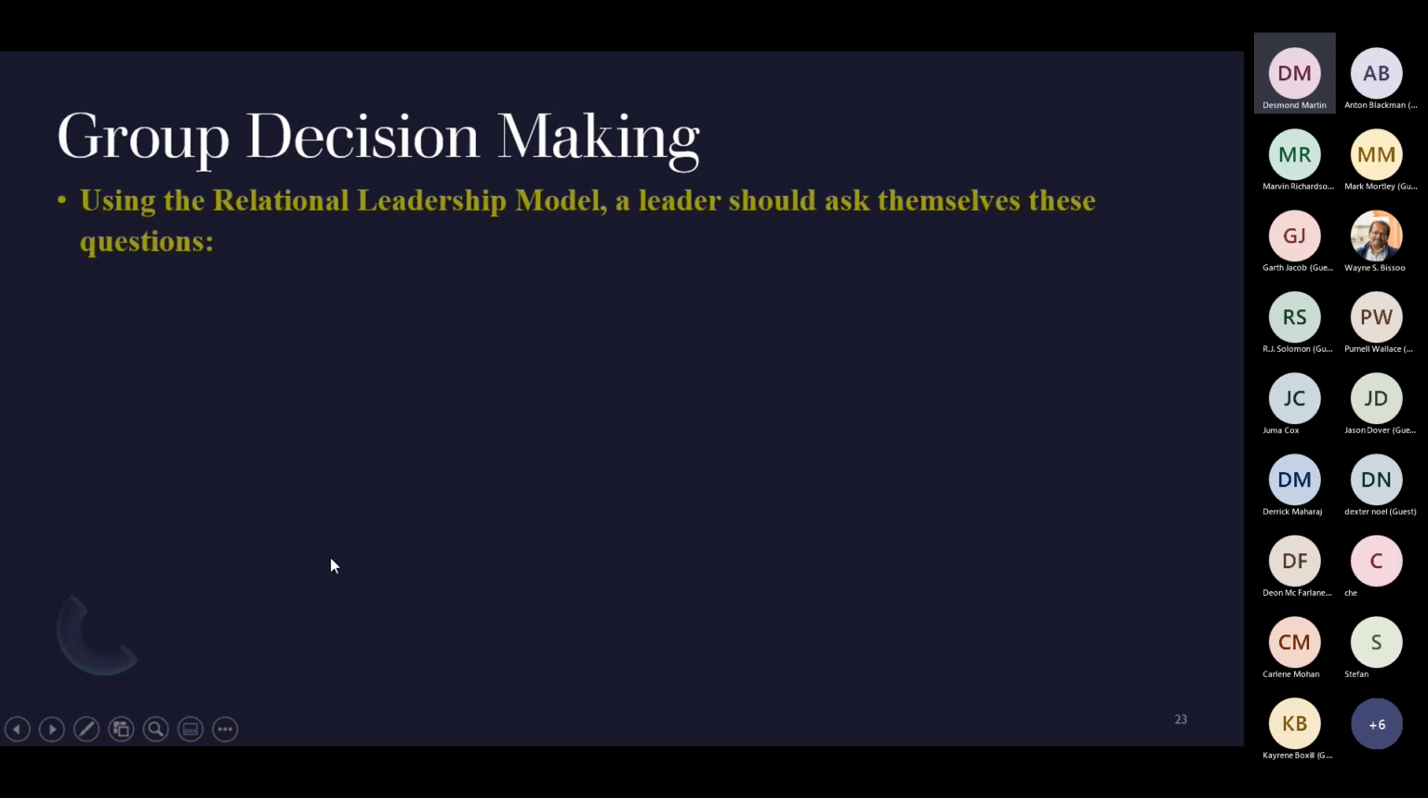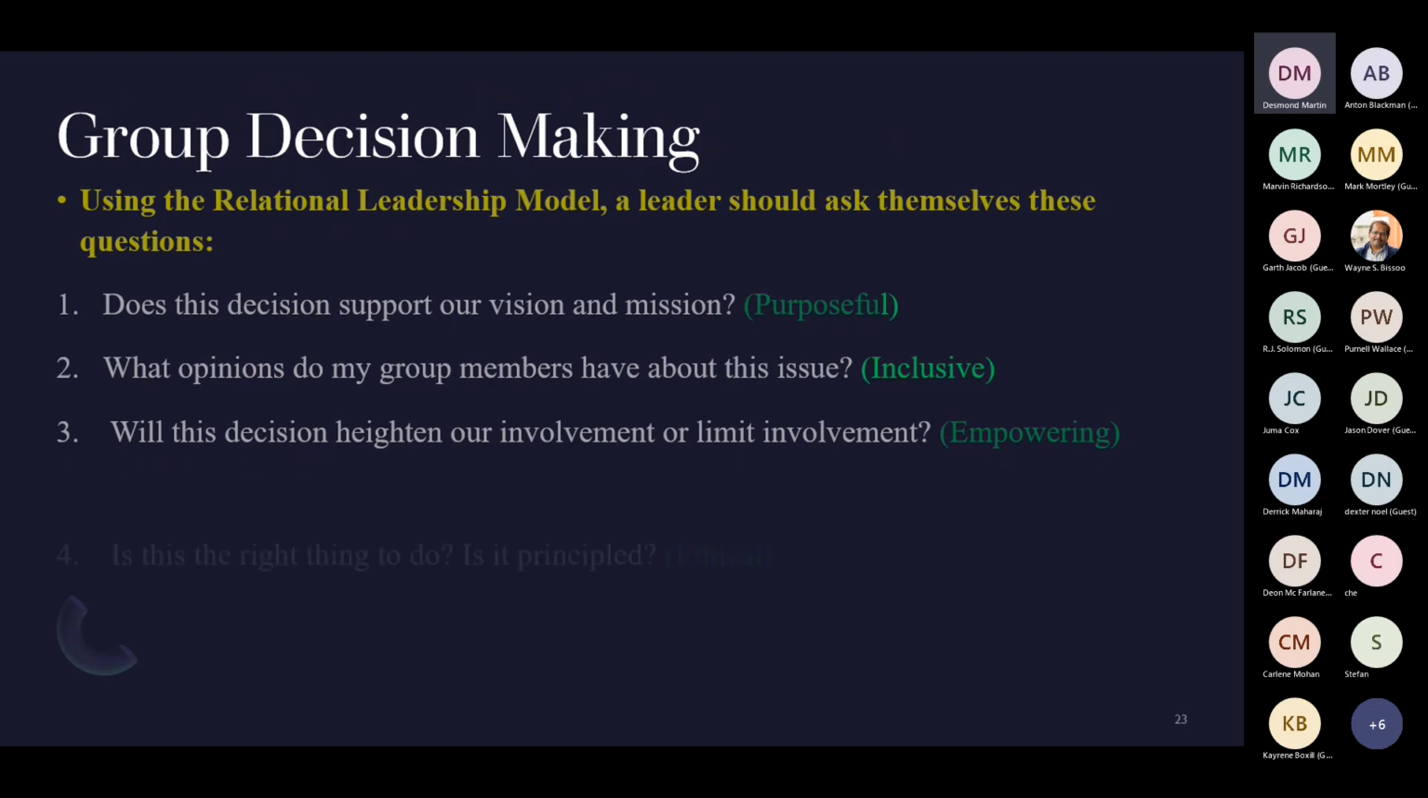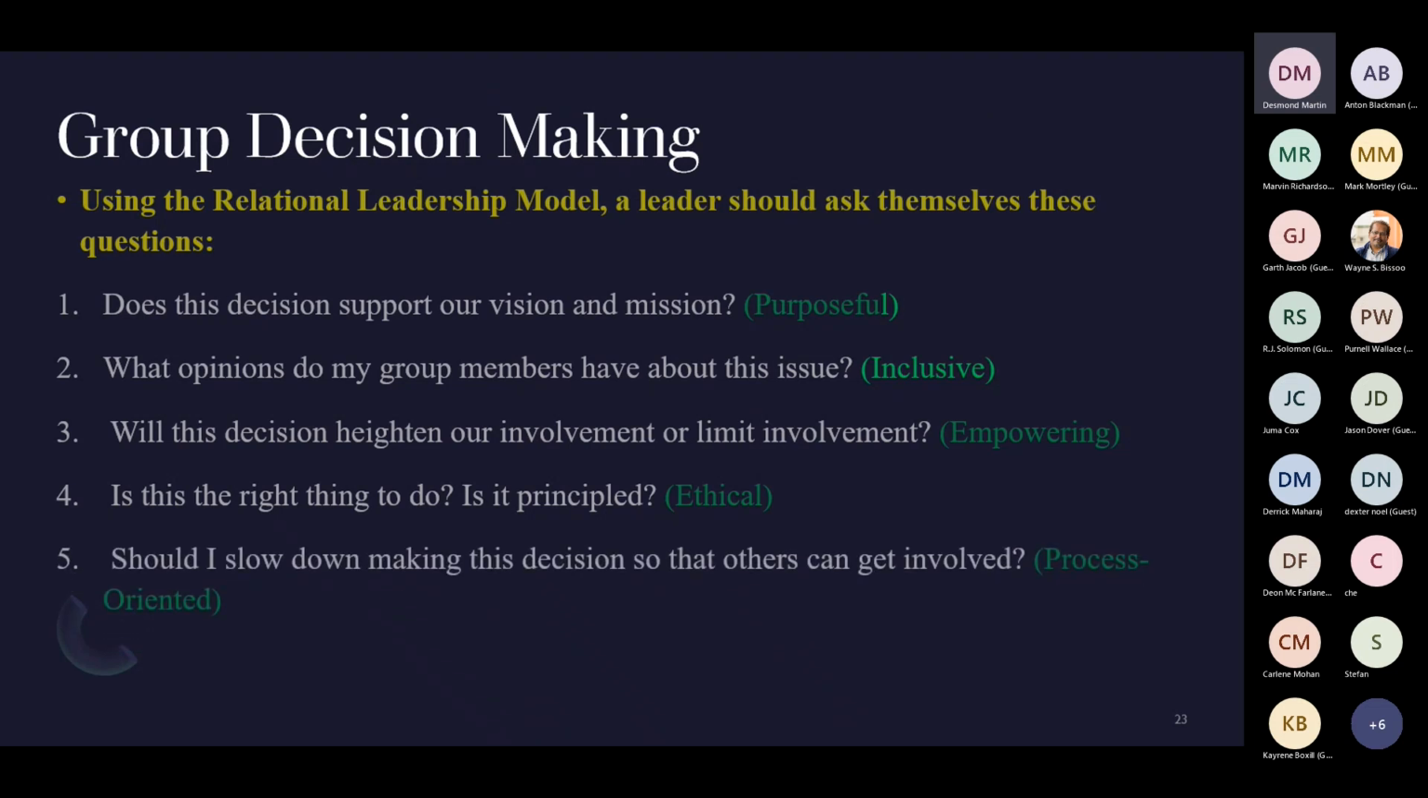So using the relational leadership model, a leader should ask themselves these questions. Does this decision support our vision and mission? This is purposeful. What opinions do my group members have about this issue? Will this decision heighten our involvement or limit involvement? Is this the right thing to do? Is it principled, meaning ethical? Should I slow down making this decision so that others can get involved? Process-oriented.